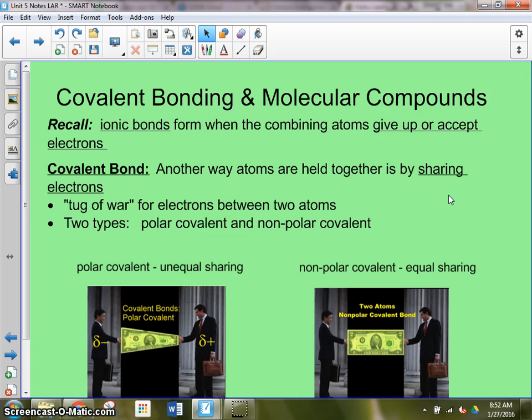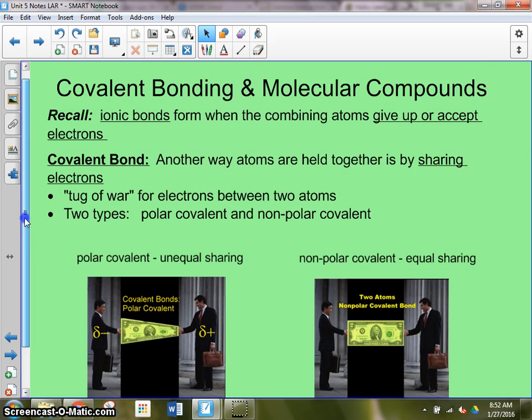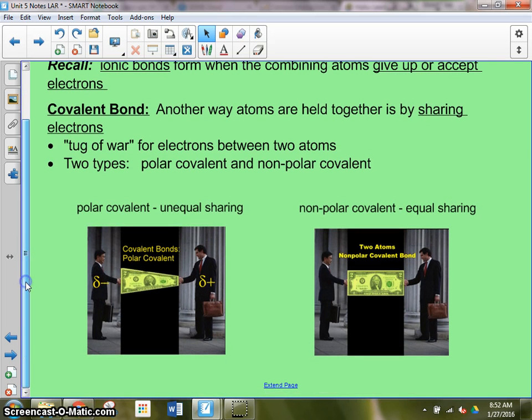Sometimes they're going to share evenly, and sometimes they're going to share unevenly. So we classify covalent bonds into two types. There is a polar covalent bond, where they have unequal sharing, and a nonpolar covalent bond, where they have equal sharing. The distinction between them is related to electronegativity.